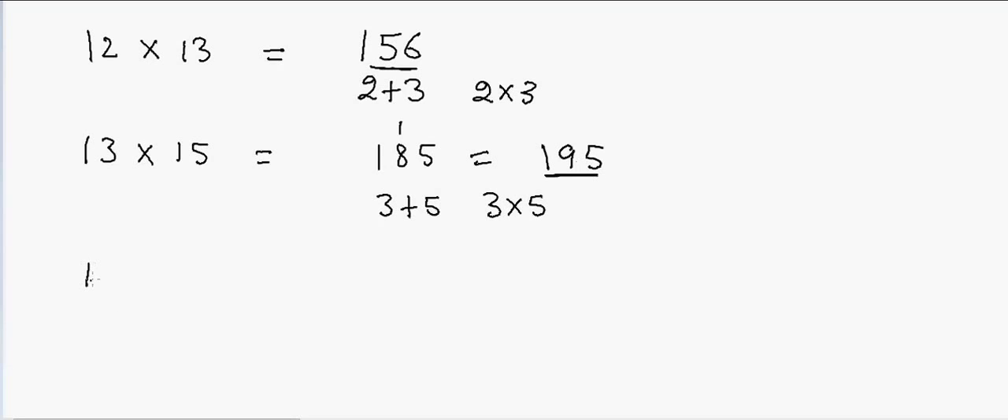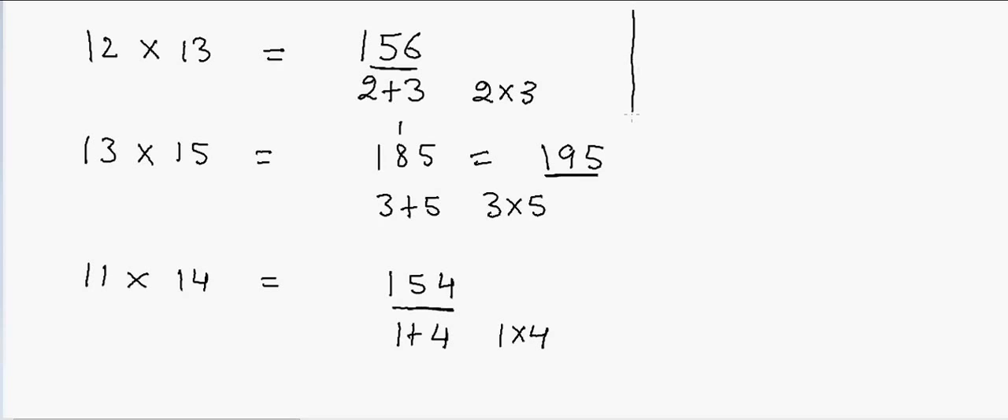Again, if I have 11 and I want to multiply by 14, then that will be equal to 1 plus 4, it's 5, and 1 into 4, that's equal to 4. Answer is 154. So how this trick works, let's take a look into it.